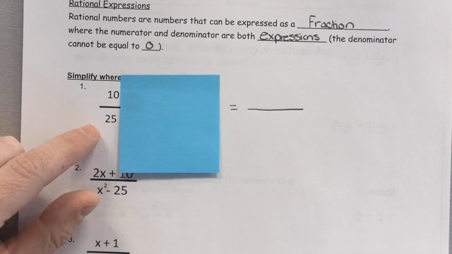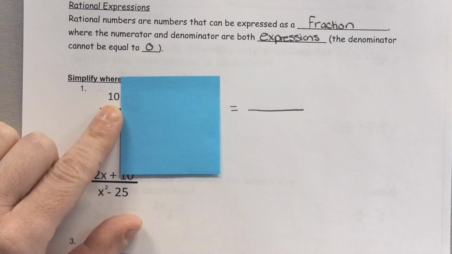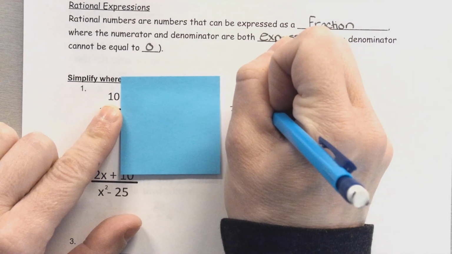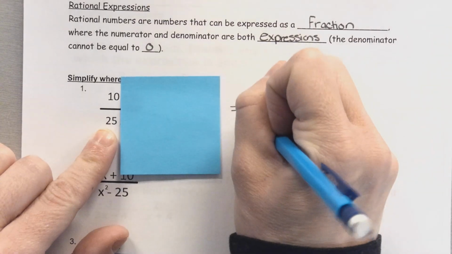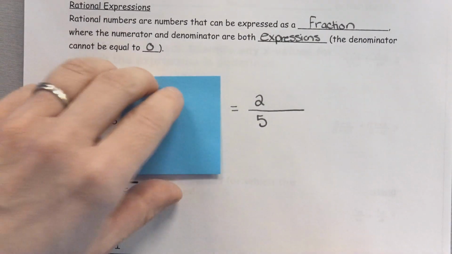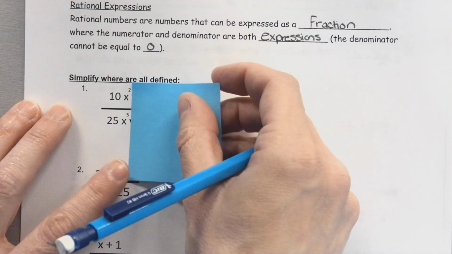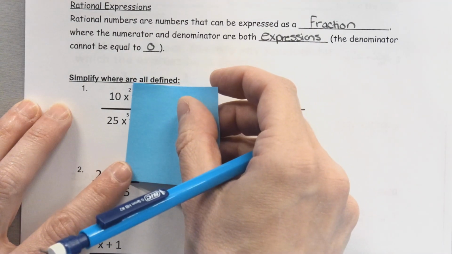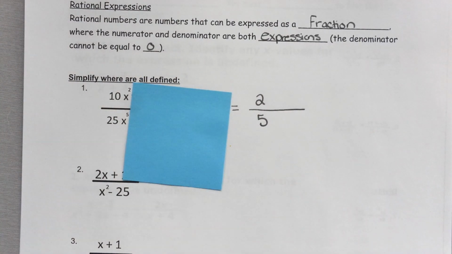What divides evenly into both 10 and 25? 5. How many times does 5 go into 10? 2 times. How many times does 5 go into 25? 5. Okay, so the first thing I'm going to do is reduce my fraction. I'm down to 2/5. Okay, we've seen these types of problems before. Let's see what we remember about them though.